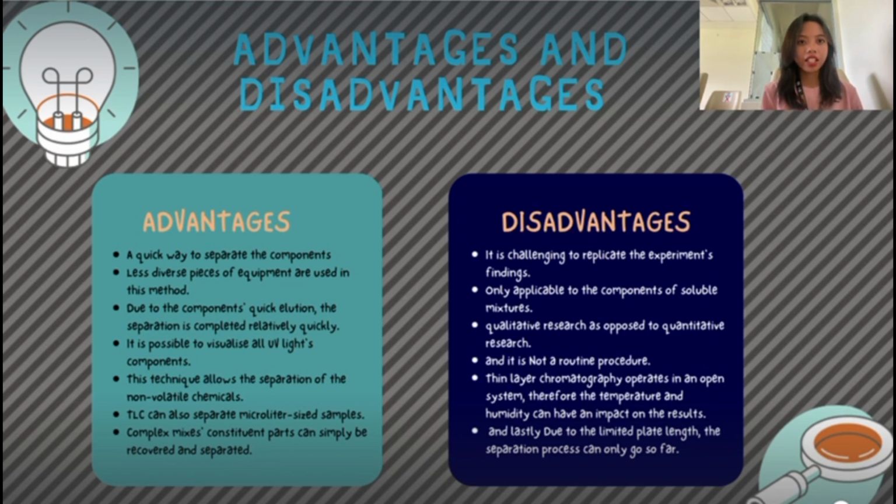Thin layer chromatography also separates micro-sized samples. Complex mixtures' constituent parts can simply be recovered and separated.